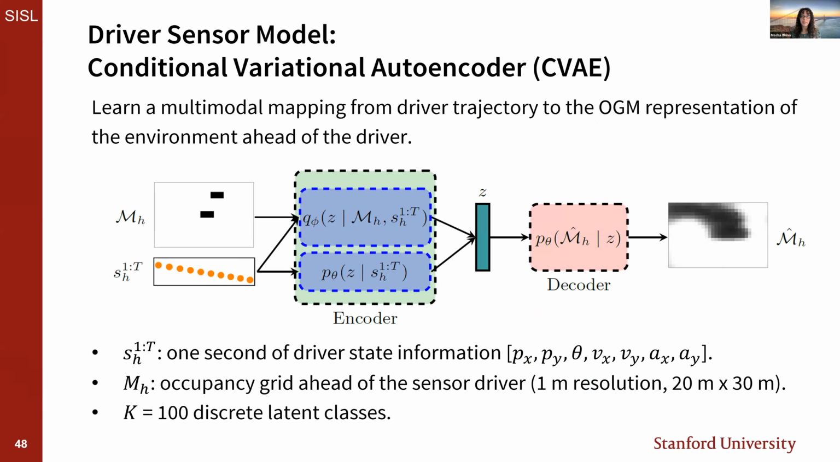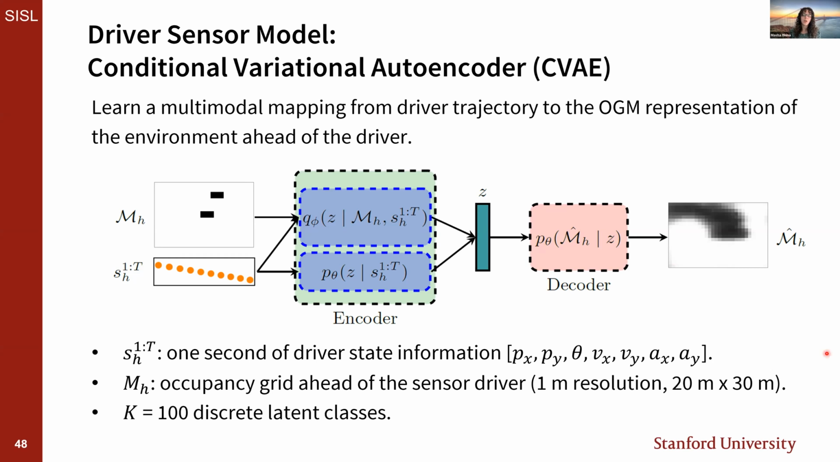First, let's consider the driver sensor model, which learns a multimodal mapping from a driver trajectory to the OGM representation of the environment ahead of the driver. We assume that the state of the surrounding visible human drivers is fully observable, which includes position, heading, velocity, and acceleration. We represent the driver sensor model using a conditional variational autoencoder, or CVAE architecture, which encodes the occupancy ground truth MH and trajectory information SH into a discrete latent space Z. Z is then decoded into an occupancy estimate MH hat.